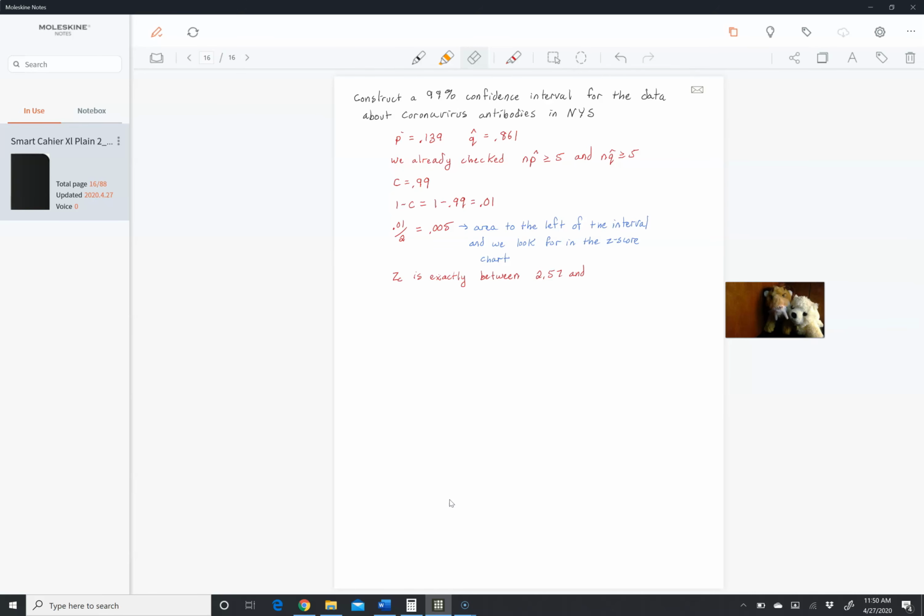And again, we drop the negative sign. Now, since it's exactly between, usually we take which one it's closer to, right? But since it's exactly between, we have to actually calculate what would be exactly between. So some of you will be able to see this right away, that it's 2.575.